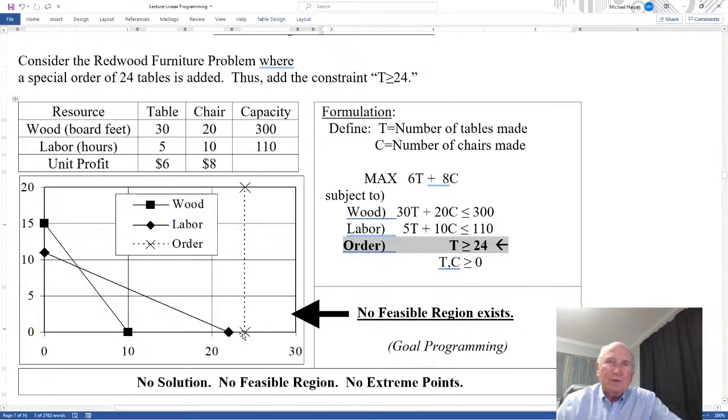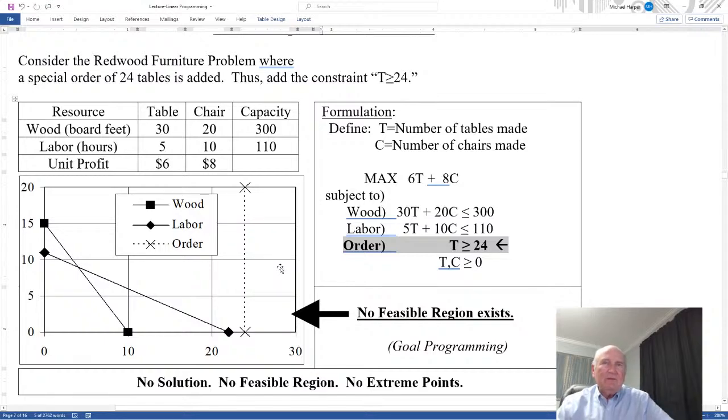Over here, here's 24. But then if it's greater than 24, then I'm going to say everything to the right of this line is greater than 24. And so I have this half space out here. But then my wood and labor is down here. So my feasible region is down here for my wood and labor constraints. My special order is over here on the right.